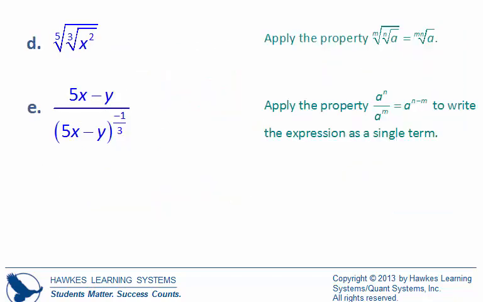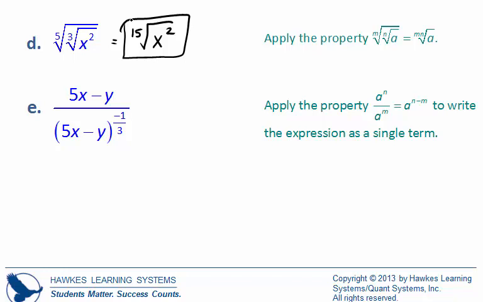Part D is asking us, and I have it typed out over here, to apply this property. So remember that if you have a 5th root of a cubed root of x squared, then you simply need to multiply your two roots together. So this will become the 15th, 5 times 3, root of x squared. And we're done with that one.